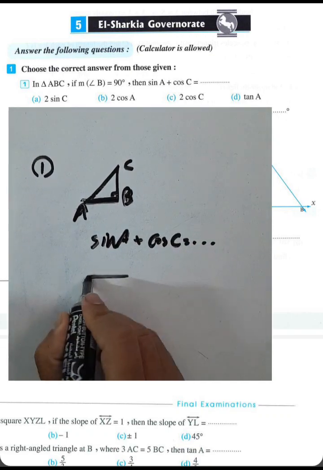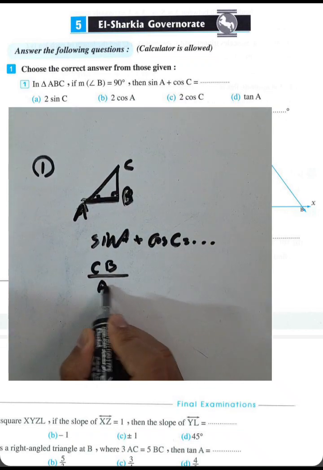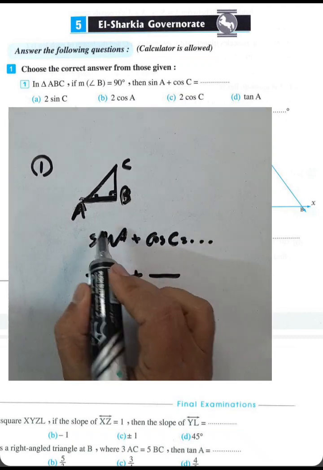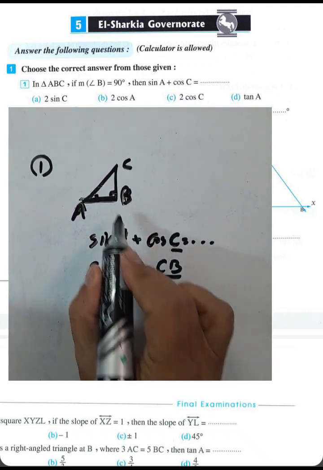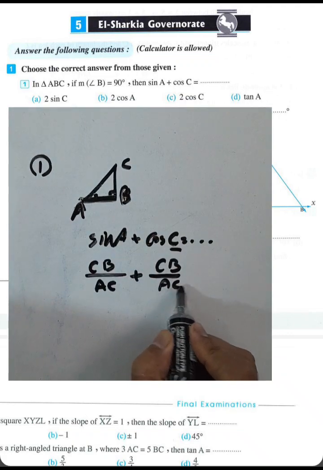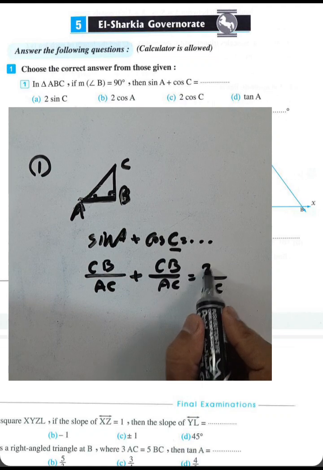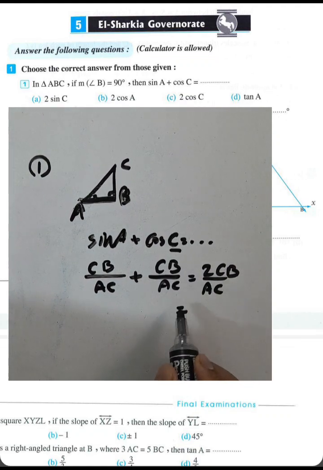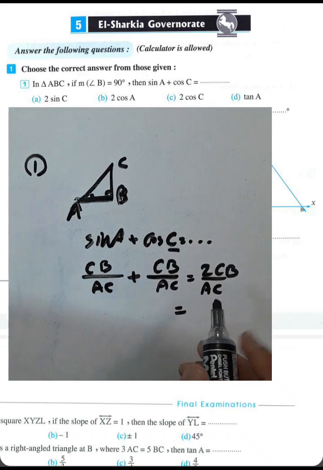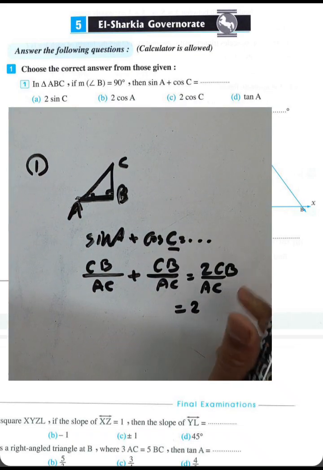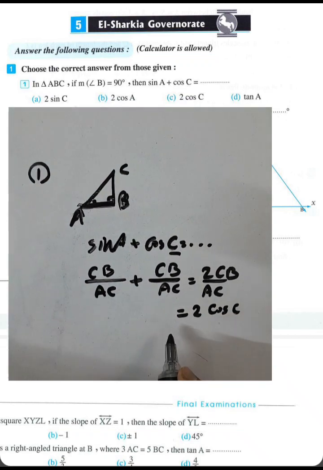Why? Because sine A here will be opposite over hypotenuse, we can write CP over AC, and cosine C will be adjacent over hypotenuse, CP over AC. Then CP plus CP will be 2CP, and CP over AC we can write as cosine C, then we can write 2 outside, times cosine C.